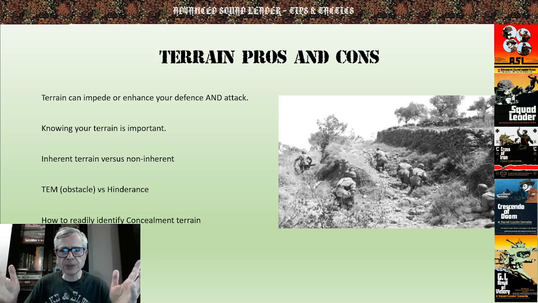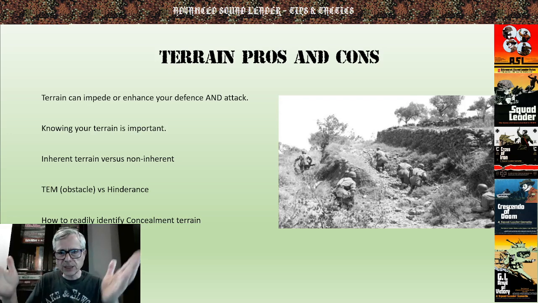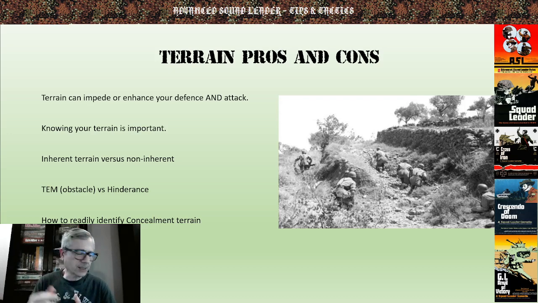There's also the concept of inherent terrain versus non-inherent terrain. For example, in inherent terrain, orchards. Orchards cover the whole hex, so does smoke. So it doesn't have to go through the hex, it just needs to touch one hex side and you get the hindrance. You need to know what is an obstacle versus a hindrance and how to readily identify concealment terrain. That I can cover right off the bat.